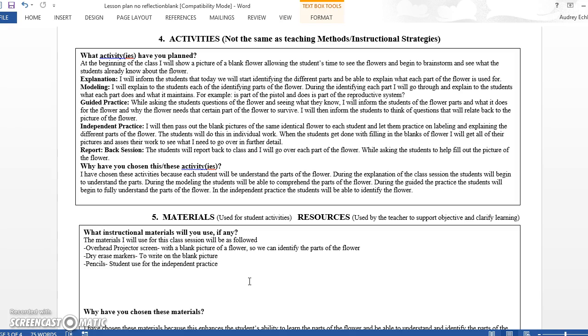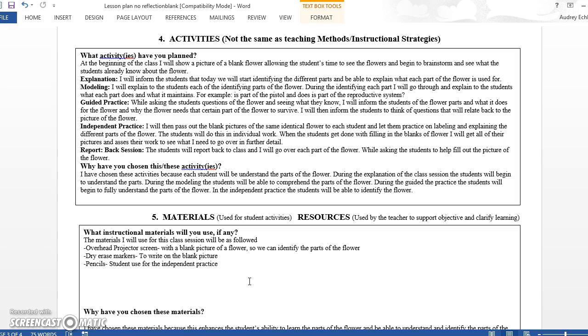During the identifying of each part, I will go through and explain to the students what each part does and what it maintains. For example, is this a part of the pistil, or does it have to do with the reproductive system, or something along those lines? During the guided practice, while asking the students questions and seeing what they know, I will inform the students of the flower parts and what each does for the flower, and why the flower needs that certain part to survive.